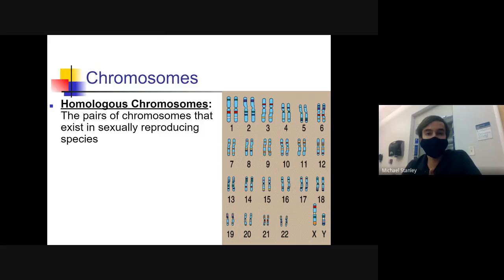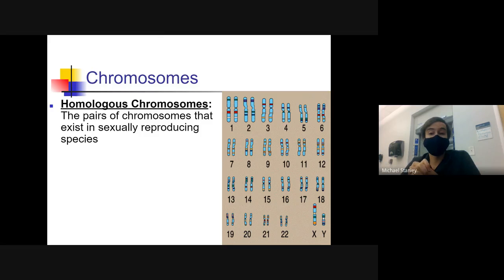So your DNA is not just one big long strand or one big chromosome in your body. There's actually a lot of segments of DNA. And so when we condense these segments down into chromosomes, we end up with, in the case of humans, 23 different DNA segments, or 23 different chromosomes.